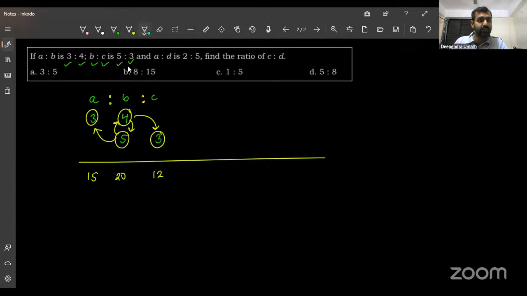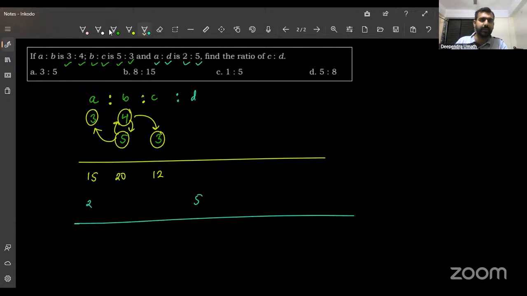Now, I was given one more thing. I was given A is to D as 2:5. So now again I scale it up. How do I scale it up? Previously the common entity was B. Now the common entity is A. So I'll multiply this 15 below and this 2 above.